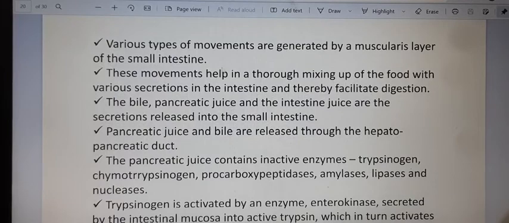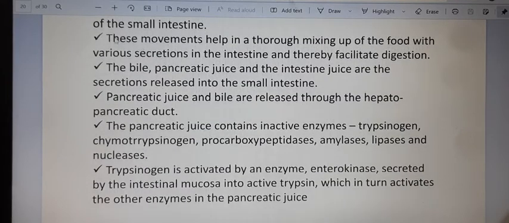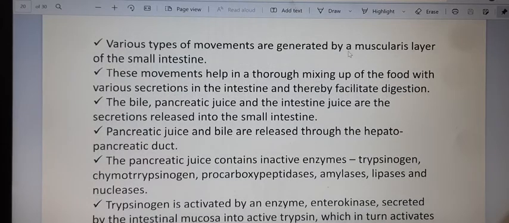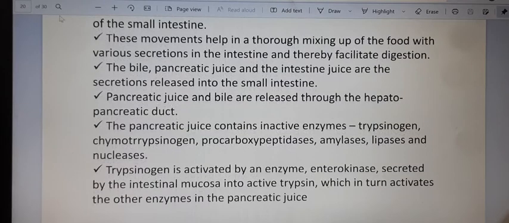Then various types of movements are generated by the muscularis layer of the small intestine. We have seen in the diagram that in the muscularis layer there are longitudinal and circular muscles. Due to these longitudinal and circular muscles, the movement takes place in the alimentary canal. These movements help in a thorough mixing of the food with various secretions in the intestine and thereby facilitate digestion.